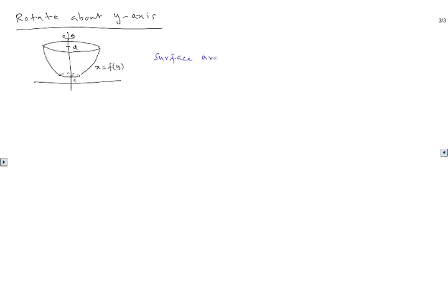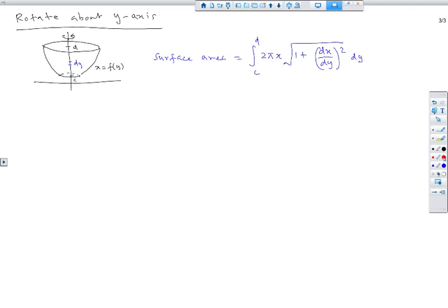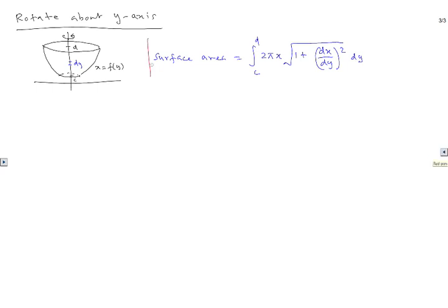So the formula is now the integral from c to d of 2 pi x times the square root of 1 plus, it is not dy over dx, it is dx over dy, squared. And you can see that the small strip goes up, so it's a dy. So that is the formula if you rotate about the y-axis. So let's do a problem to understand this method.